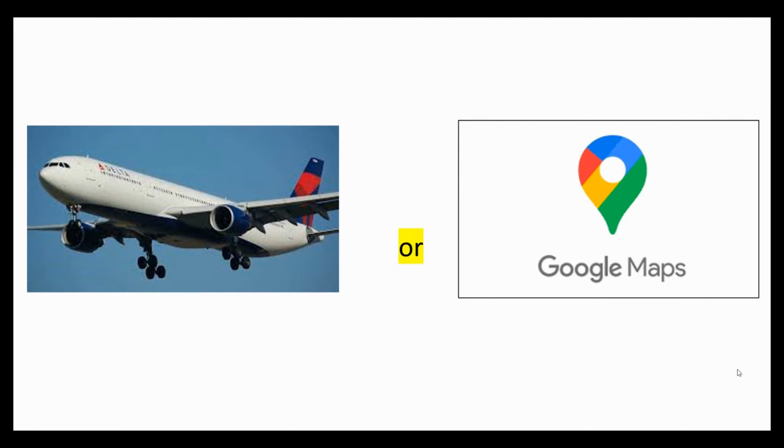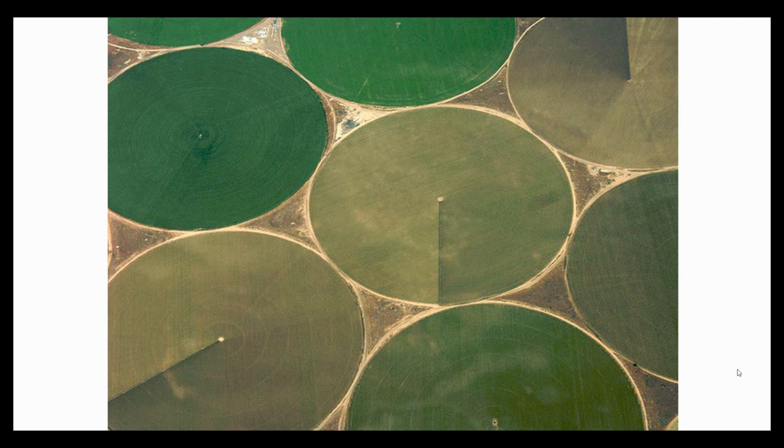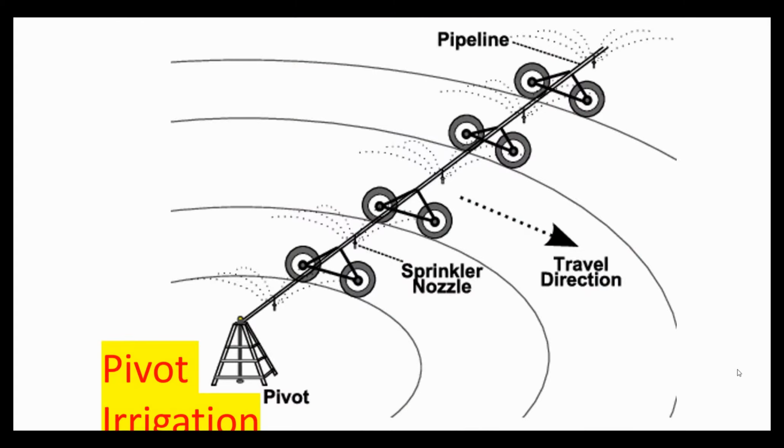Whether you're in a plane or if you look on Google Maps, you're bound to see something like this. And that's just crops in the form of a circle. And why is it that they put them in a circle? It's because they found that using what they call pivot irrigation uses the least amount of water. So this is the most efficient. So here's a pivot, and this is where the water comes through, and it goes to the sprinklers all the way out here through the pipeline.